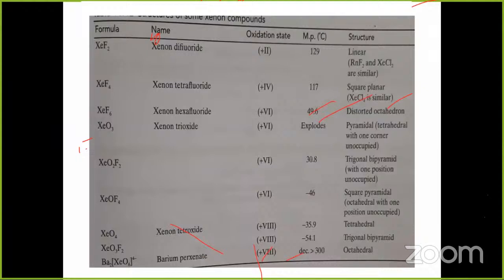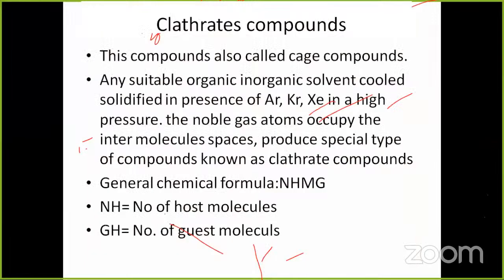And the overall list, the table, of xenon fluorides, xenon oxides and oxyfluorides. And the last one is clathrates. Very excellent definition. Clathrates means cage compounds. Very simple. You see the definition. Very important. We are expecting 1 question from this compound. The definition is important. This compound is also called cage compounds.